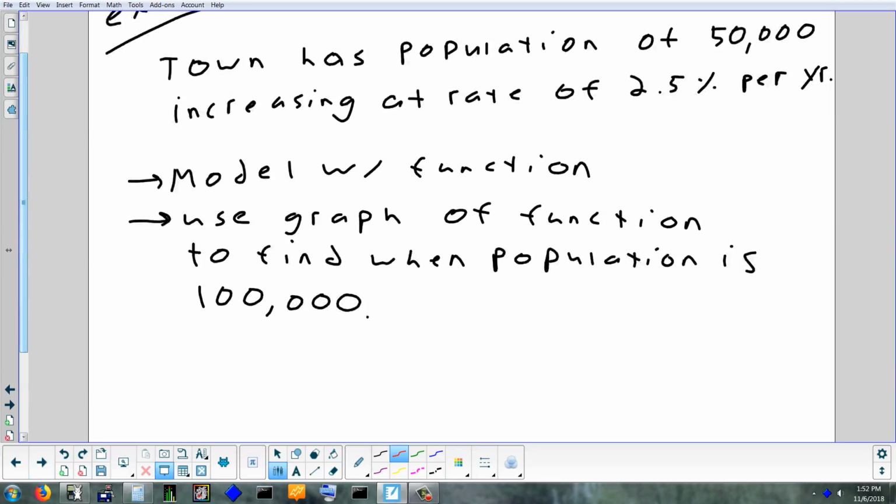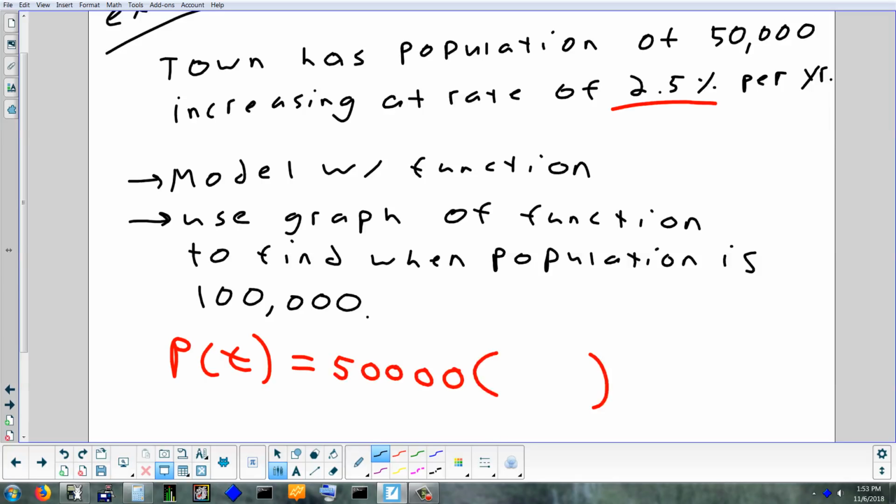So we have a town with a population of 50,000 people. It's going up at 2.5% a year. First, they want us to write a formula that shows the population as a function of time. This is exponential growth. Anything that changes by the same percentage over and over is exponential growth. What do you start with in the exponential growth formula? That's the first thing you put. Yeah. Initial population, which here it says 50,000.